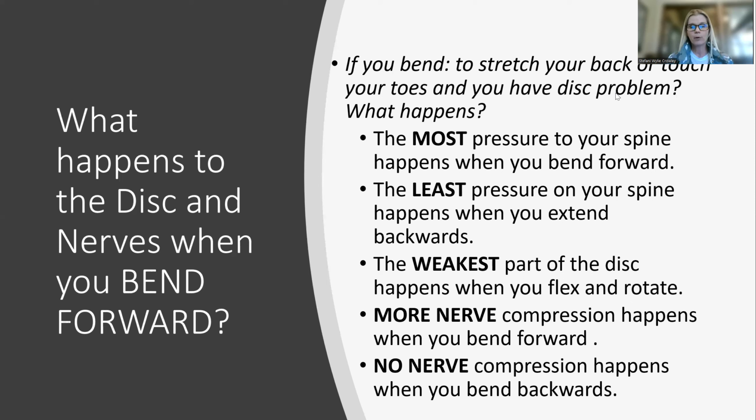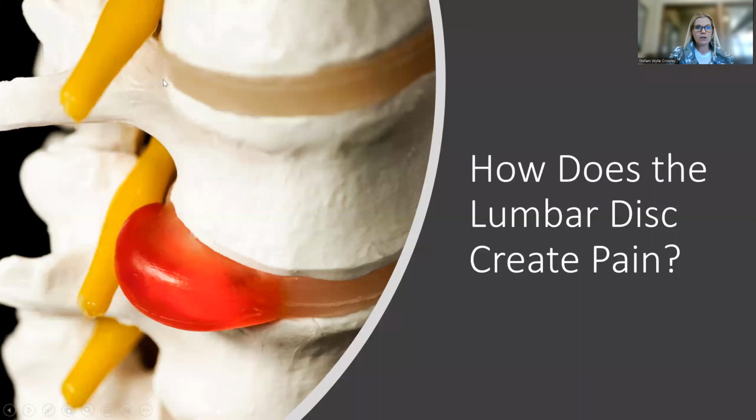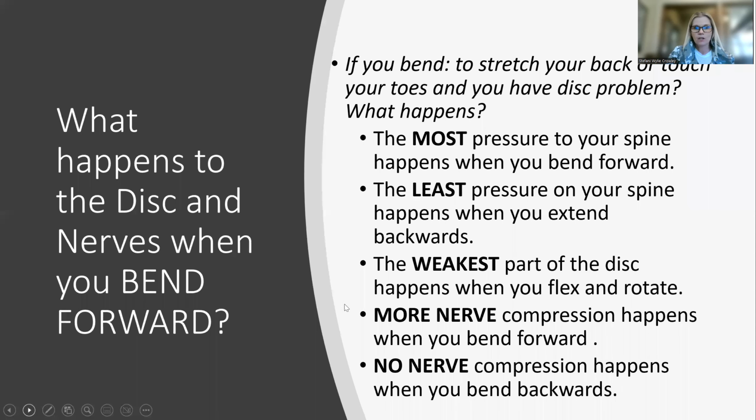So more nerve compression happens when we bend forward. Because remember, if you look at that picture, if we're bent forward, the nerves are all the way to the back. The disc is right here, and we're bent in this front part of the position that can move the material to the back. So the likelihood of you hitting a nerve by bending forward is much higher. When you bend backwards, you're putting slack on everything. You're putting slack on the spinal cord, on the nerves. There's no nerve compression when you bend backwards.